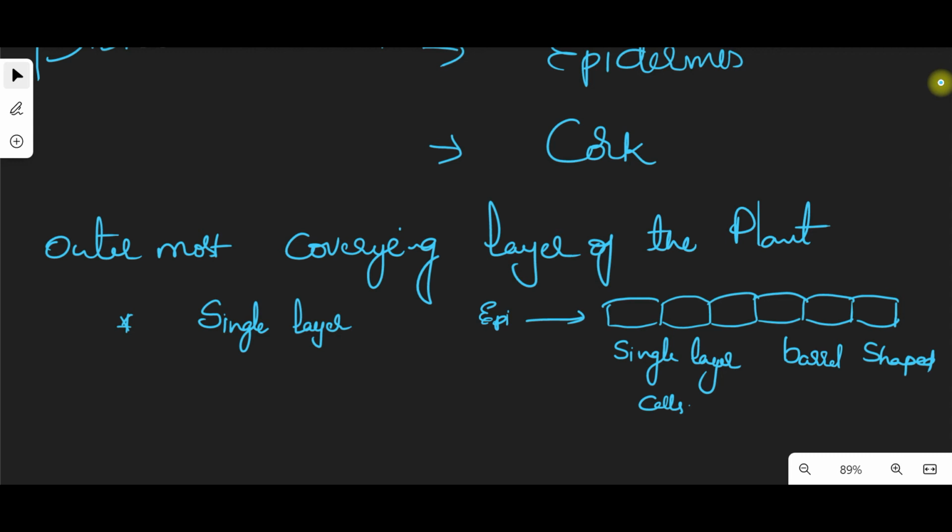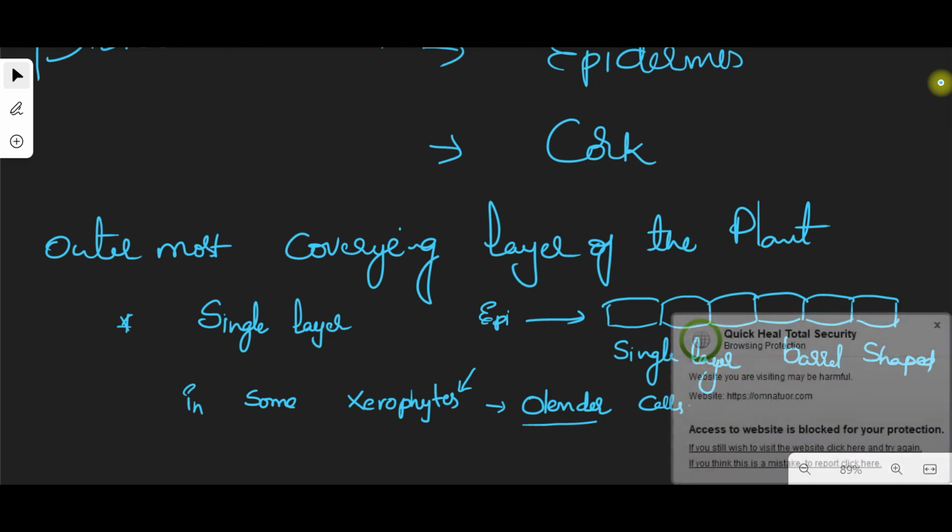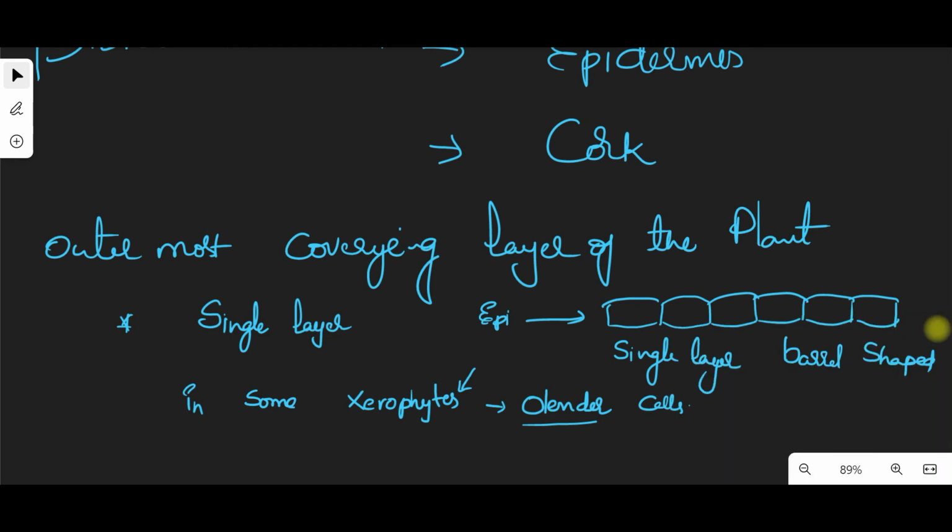Now, these cells are in general present in almost all the plants except in some xerophytes. So some xerophytes don't have epidermis. An example of a xerophyte is oleander. There is a plant called oleander. In this xerophytic plant, they don't have epidermis. The outermost epidermis is absent in those plants.